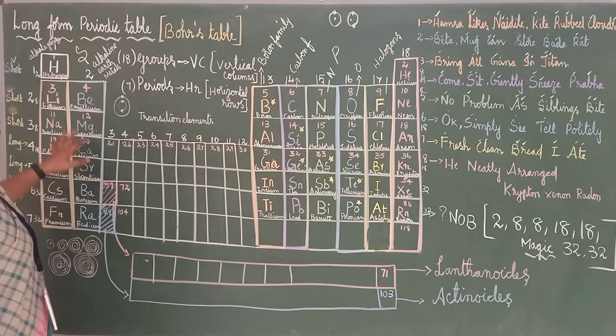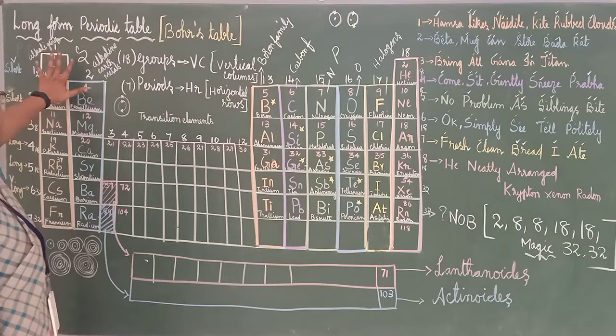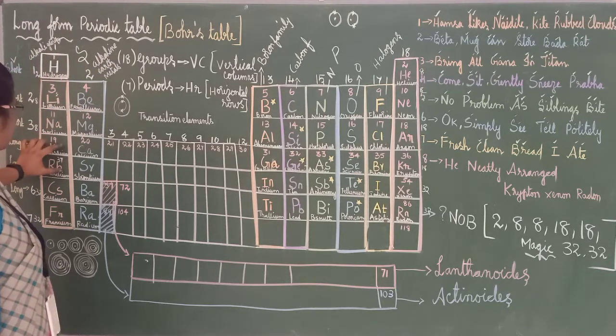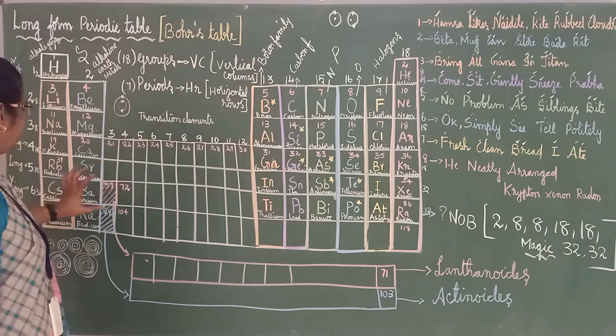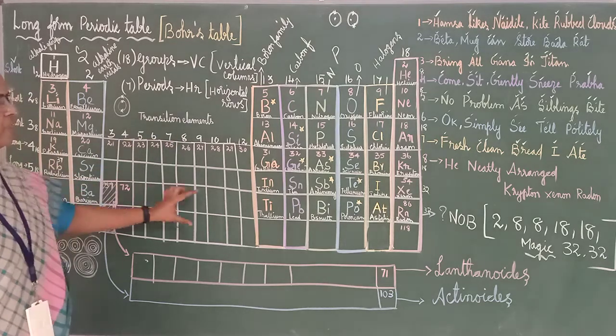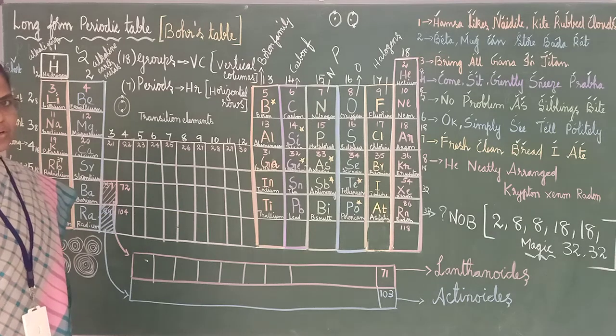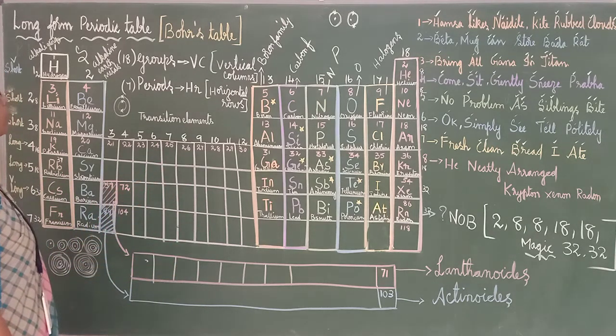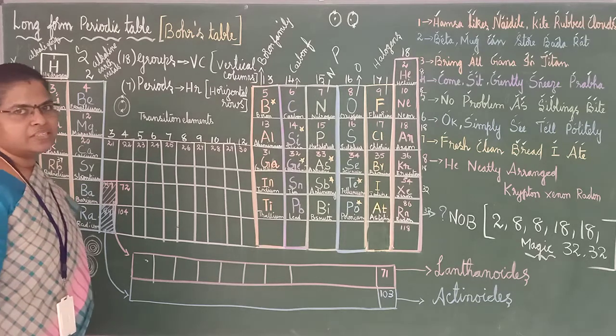Correct? So the first period is a very short period. Then second and third are short periods. Fourth and fifth are long periods. Sixth and seventh are very long periods. Okay. So we have studied clearly about the long form of the periodic table.